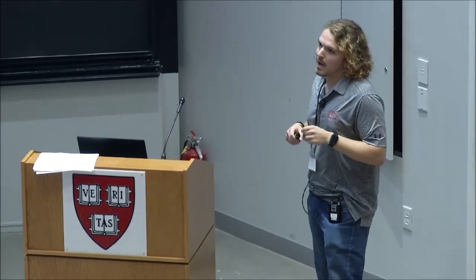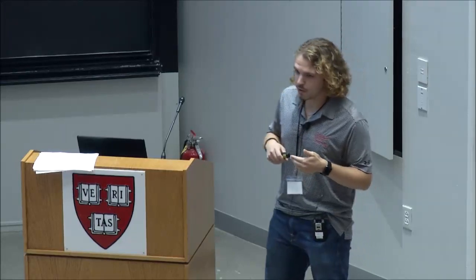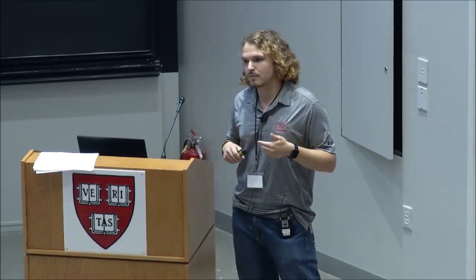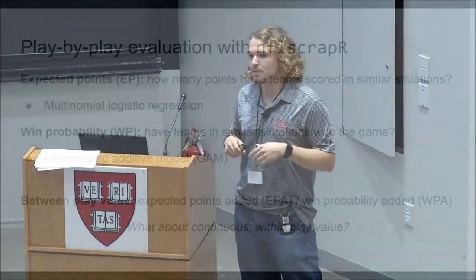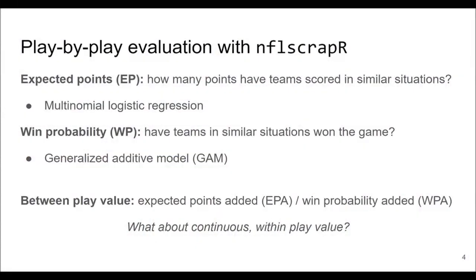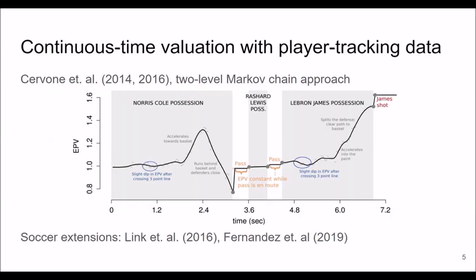So this, though, is giving us between-play value. We can compute the expected points and win probability at the start of a play, and then the difference between the following play, and we get our expected points added and win probability added. But what we really want is continuous time within-play value to understand the movements that take place within the game of football. The standard for this is the work by Cervone and the Bourne Lab in basketball.